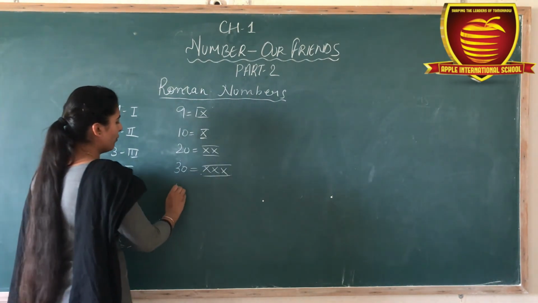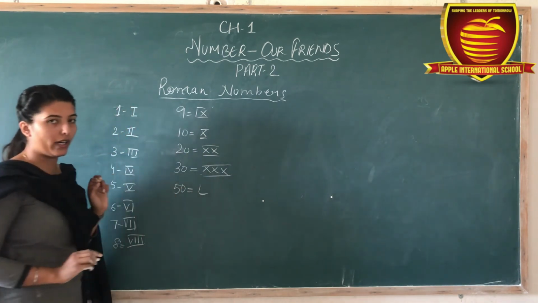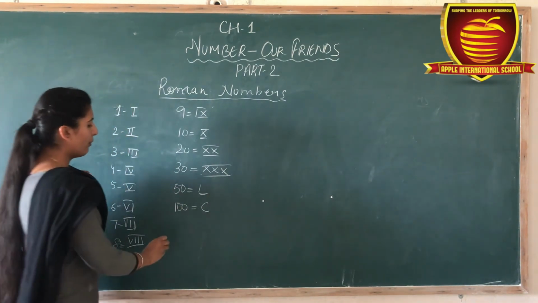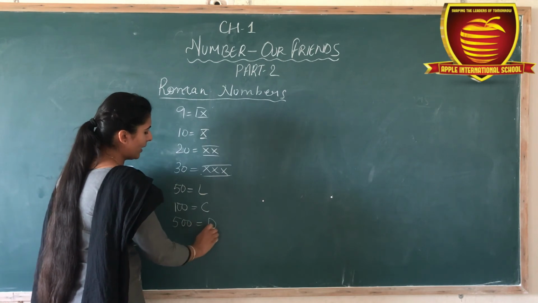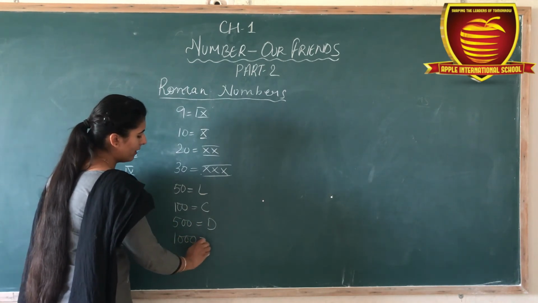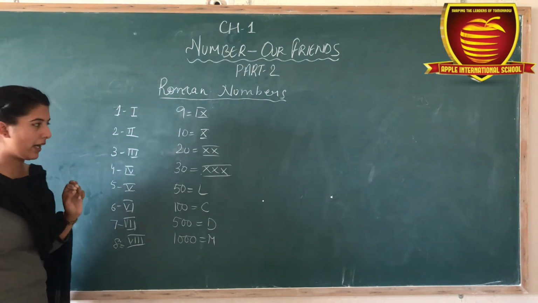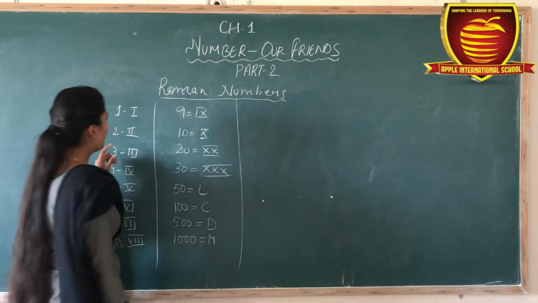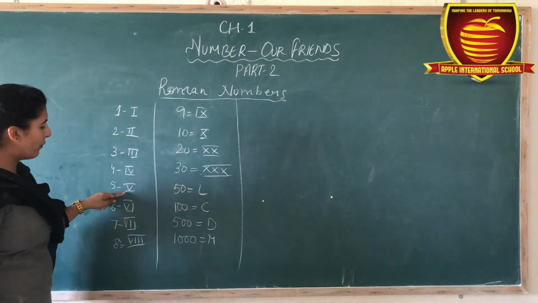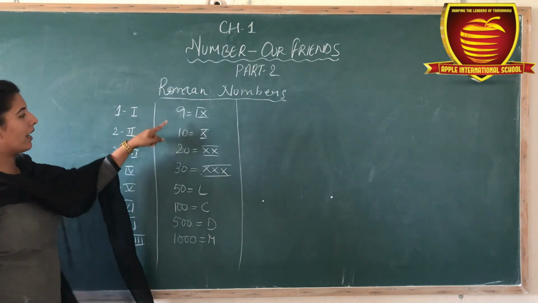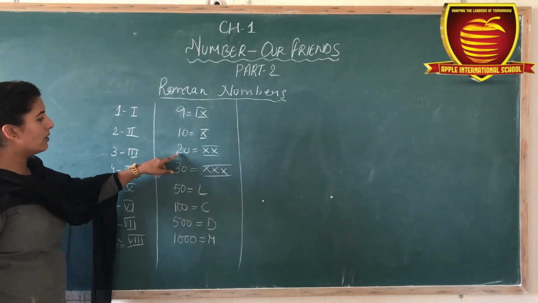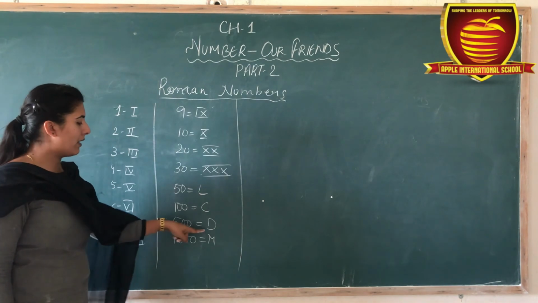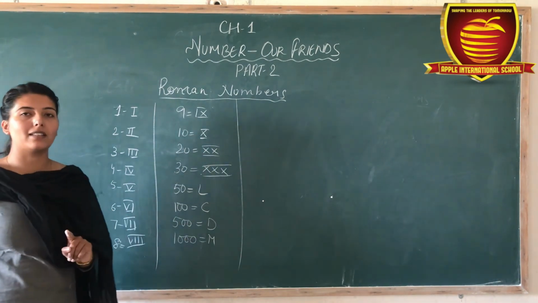Okay, now 50 is written as L. 100 is written as C. 500 is written with D, and 1000 is written as M. Okay, so these are the numbers that you have to remember. 1, 2, 3, 4, 5, 6, 7, 8, 9, 10, 11, 10, 20, 30, 50 is written as L, 100 is written as C, 500 is written as D, and 1000 is written as M.